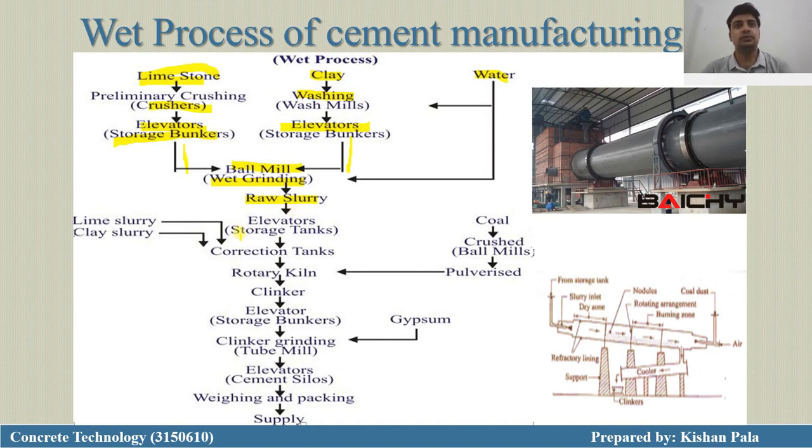and then raw slurry is formed. This raw slurry is stored in the storage tank by the elevators, and we have to correct this raw slurry with the lime slurry and the clay slurry. This process is done in the correction tank, and then this corrected slurry is fed into the rotary kiln.